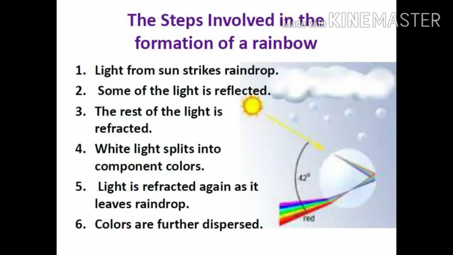Now, the steps involved in the formation of a rainbow. Light from the sun strikes the raindrop. Some of the light is reflected. The rest of the light is refracted. White light splits into component colors. Light is refracted again as it leaves the raindrops and colors are further dispersed. Now, this is the phenomenon which is taking place.